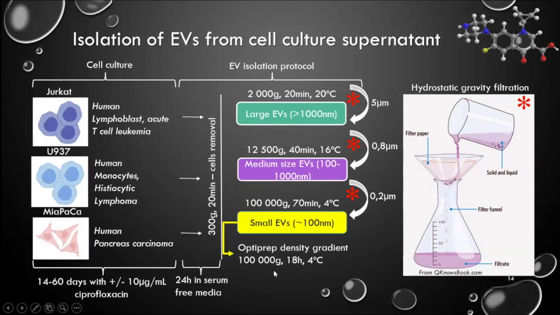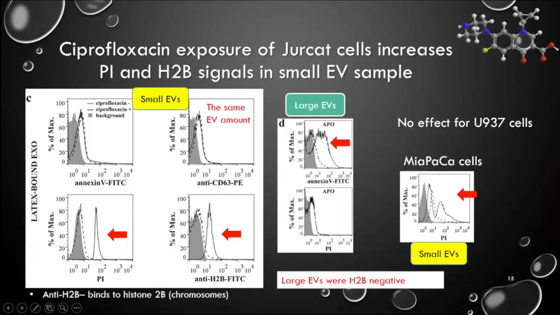that I'm explaining here. The EVs were isolated by differential centrifugation in combination with hydrostatic gravity filtration. So the vesicles were isolated by their size and called large, medium-size, and small EVs. Additionally, small vesicles were purified using an Optiprep density gradient. Of course, the first thing that was performed, which I'm not showing here, was whether ciprofloxacin exposure had an effect on cell viability and apoptosis. There was no observed effect.